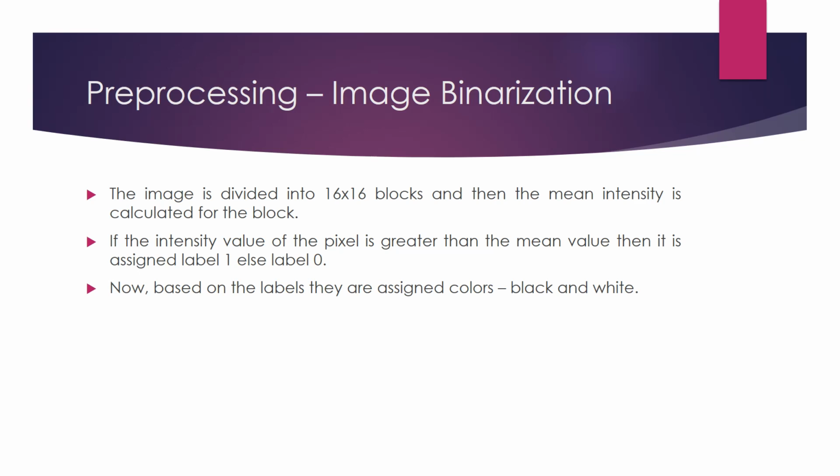The image is divided into 16 cross 16 blocks and the mean intensity is calculated for the block. If the intensity value of the pixel is greater than the mean value, then it is assigned label 1, else label 0. Now, based on the labels, they are assigned colors, black and white.